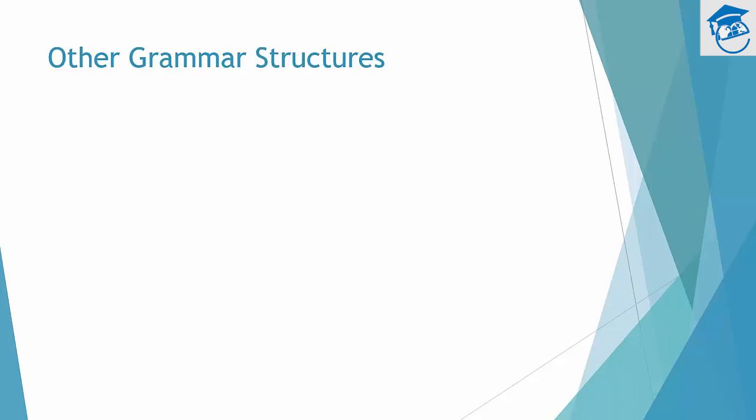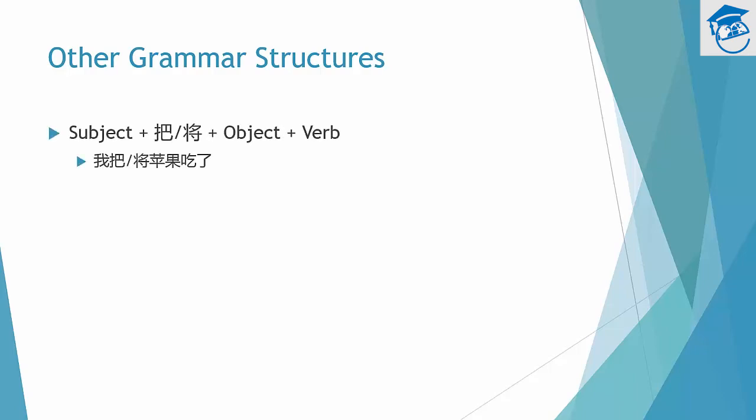So other than the subject, verbs, objects, and adjectives, there are other grammar structures. For example, subject plus 把 or 将, object and verb. The function of this grammar structure is to put the object before the verb. The example sentence I have here is 我把 or 将苹果吃了.